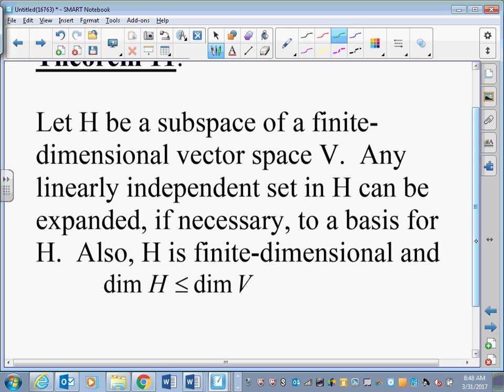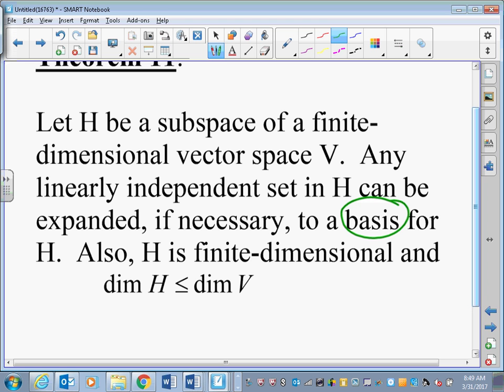So let H be a subspace. We start talking about lines and planes and everything else, and we just kind of wave our hand at it. What that means depends on what the variables are. We can't really represent those geometrically. Any linearly independent set of H can be expanded, if necessary, to a basis of H. And again, for the 15th time, what does basis mean? If H is finite dimensional, then the dimension of H is going to be less than or equal to the dimension of V.